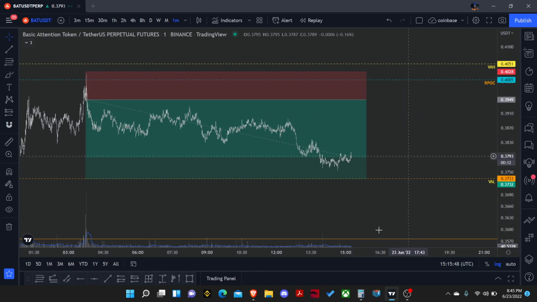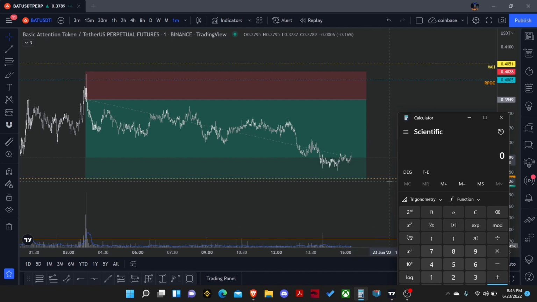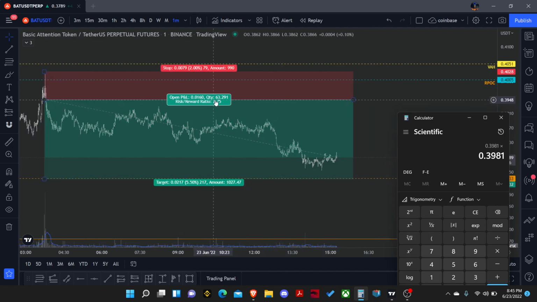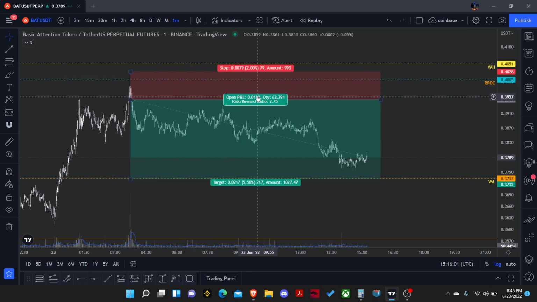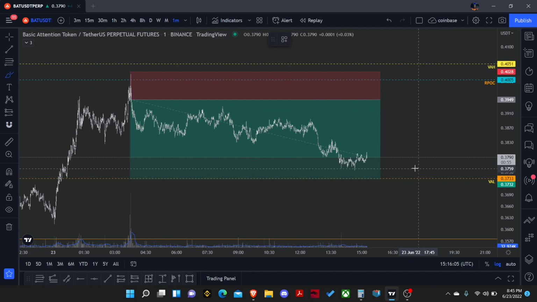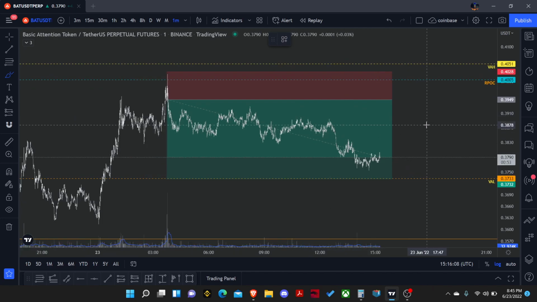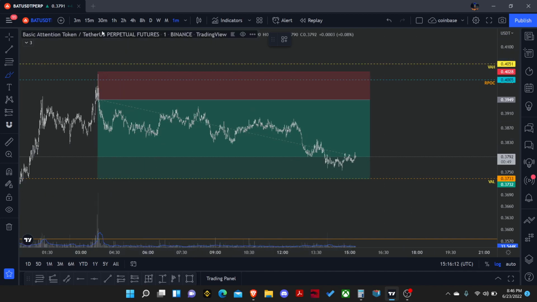Or you can just copy the price, come back to the calculator, paste it, and multiply it by 63.291. So you get $25 as your position size, your margin. Position size here means your margin, the initial margin, not the margin you give for maintenance of your positions or something like that.